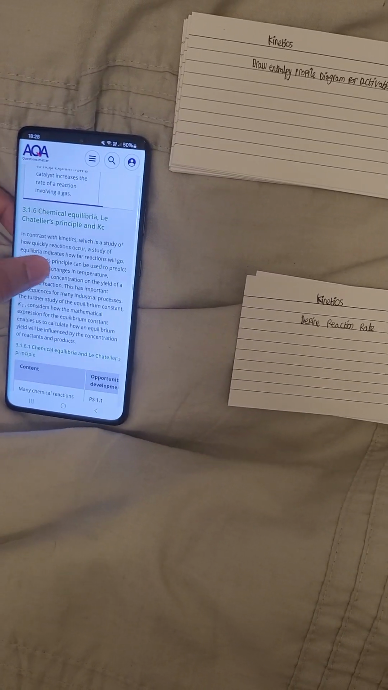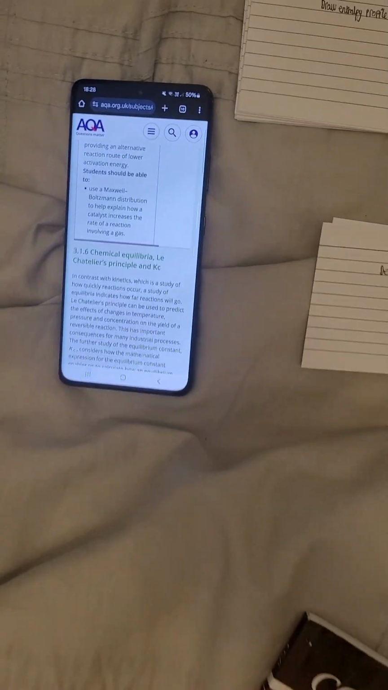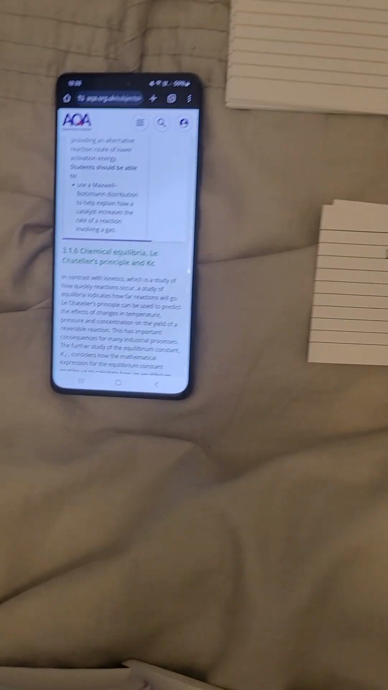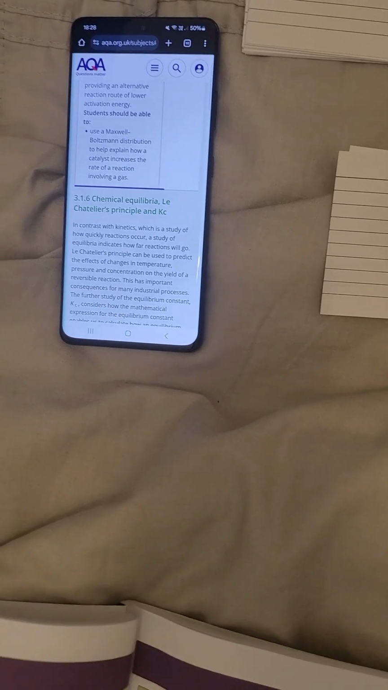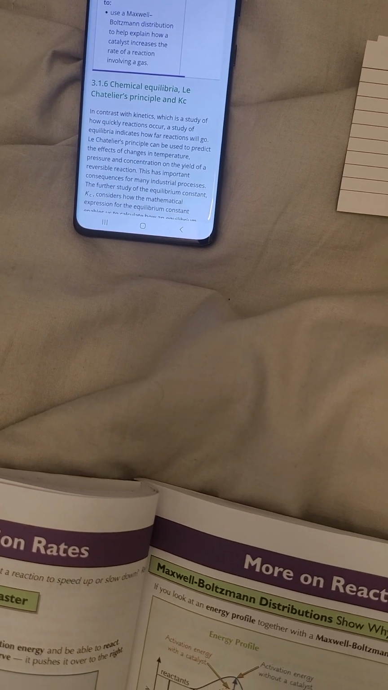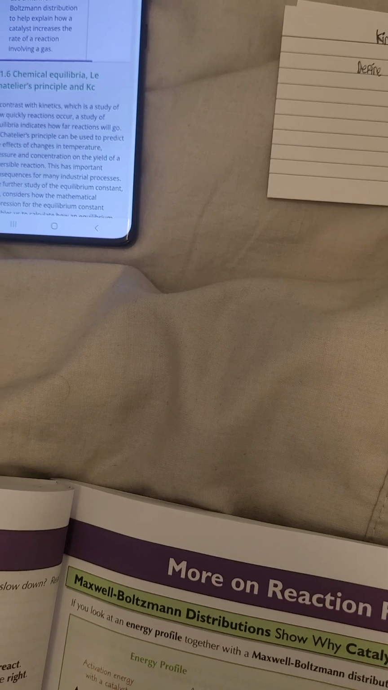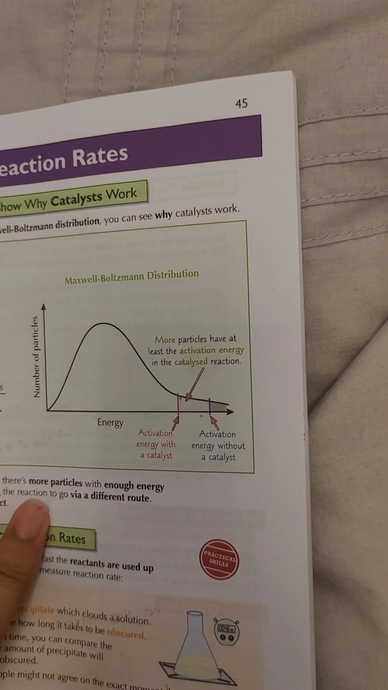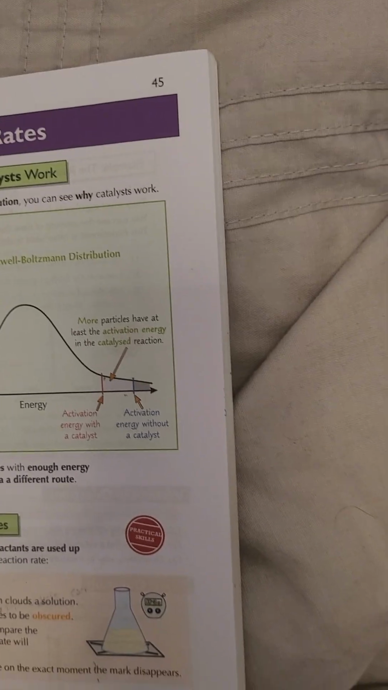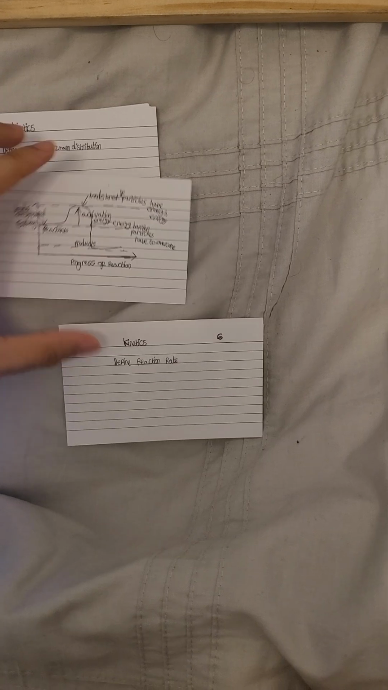It does also say to use the Maxwell-Boltzmann distribution curve to explain how catalysts increase the rate of a reaction involving a gas. Now, if I go back through kinetics, yes, I actually think you do need to memorize the enthalpy profile diagrams, because it says how catalysts increase the rate through a reaction, using the Maxwell-Boltzmann curve. So unfortunately you do need to know that. It's fine. I'm not going to memorize it now, but I'll probably memorize it the day before.